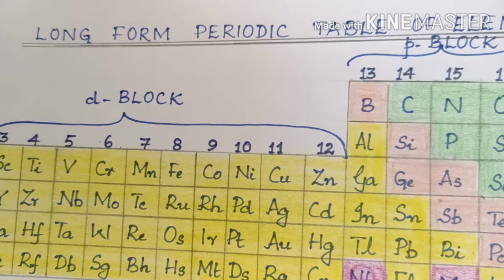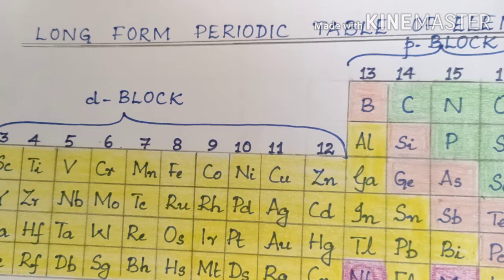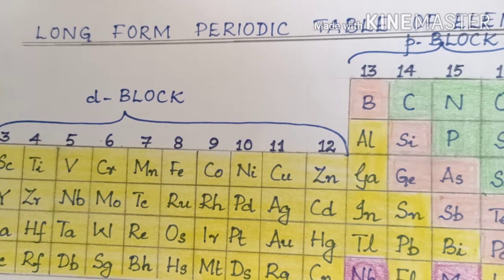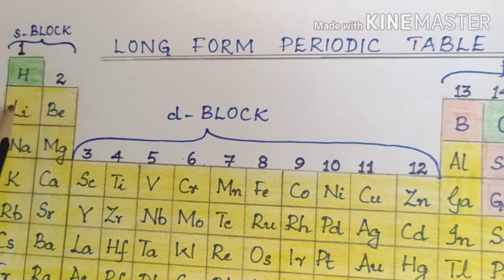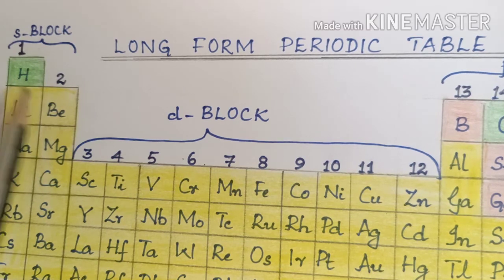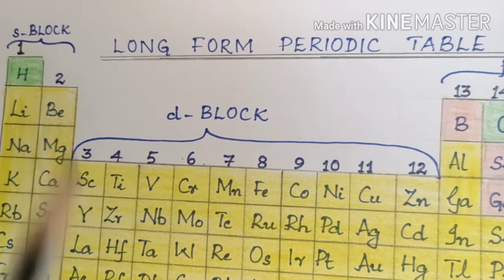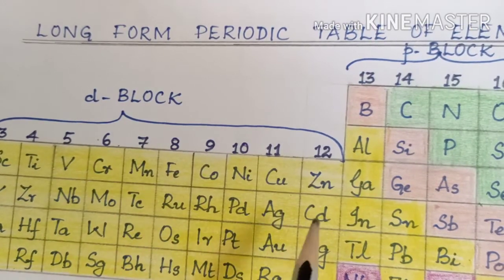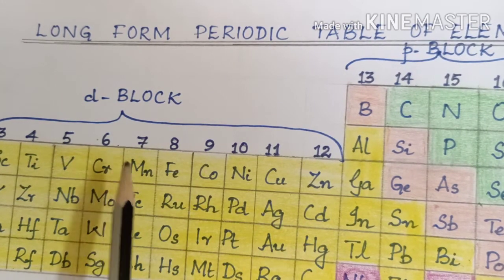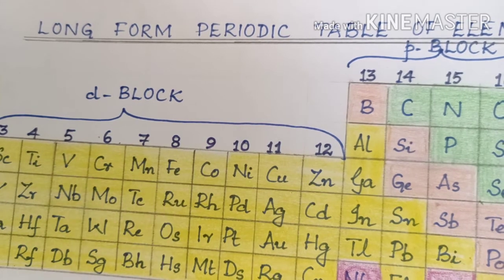Hi students, in the video you can see this is the long form of periodic table, that is the modern periodic table. It consists of four main blocks. Which are the four main blocks? It is S block, that is the groups 1 and 2 belong to S block because the valence electron enter the S orbital. Then we have the groups from 3 to 12 where the d orbitals are being filled up, and so they belong to D block.